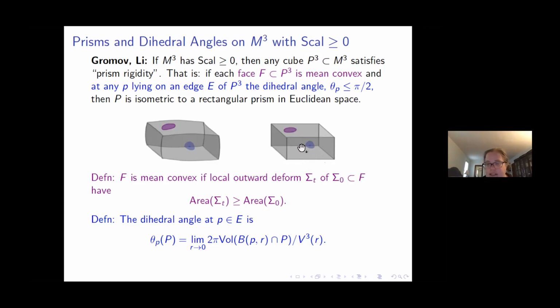Distance from another face, slice it this way. Distance from the front face, slice it that way. You could maybe slice and slice and slice again. A single slice should be enough for starting to talk about areas and mean convexity. We'd like to be able to say, does mean convex on the sequence imply mean convex in the limit? Dihedral angles is just using volumes. This is very well controlled under volume preserving intrinsic flat convergence, so we don't need extra work to understand the dihedral angles.